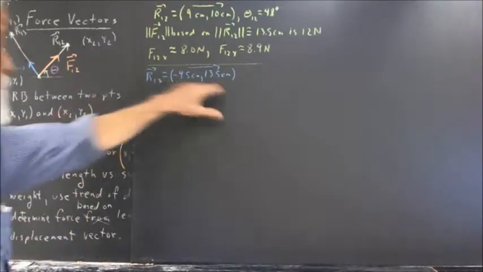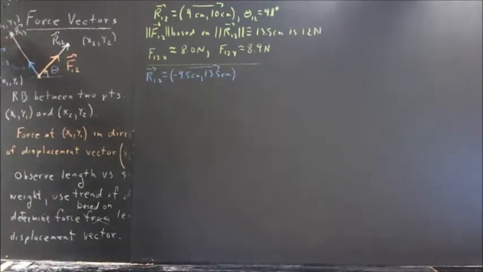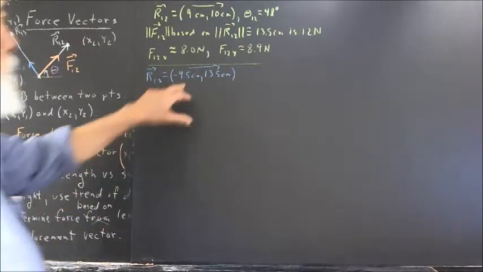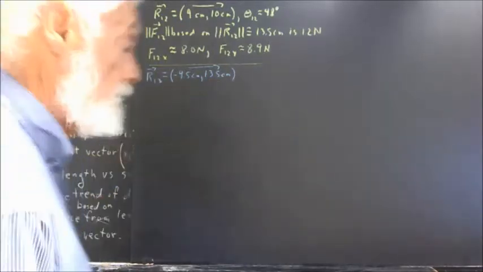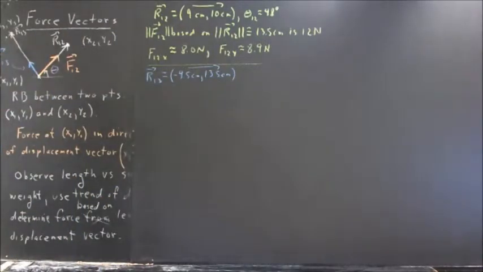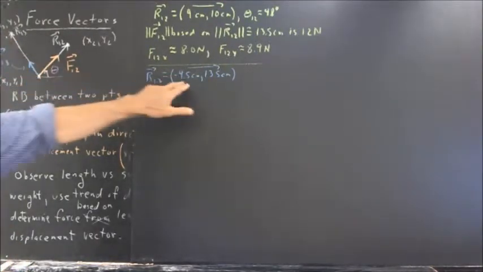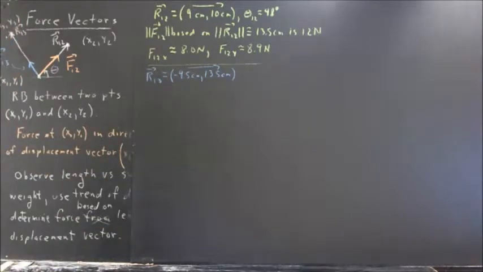Okay, now we're going to do the same thing with this information. Our R13 vector is negative 9.5 centimeters, 13.5 centimeters. I just measured those, but if we had the coordinates x1, y1, and x3, y3, we would just subtract coordinates in the usual manner to get the components of this R13 vector.